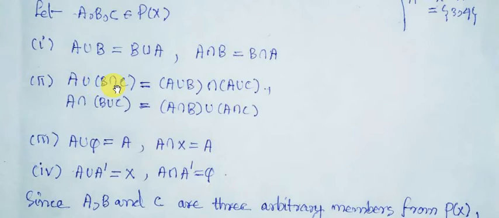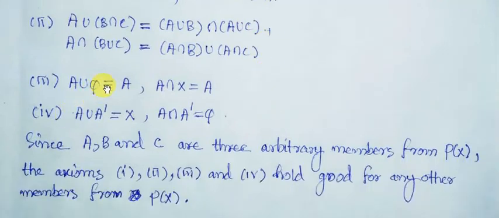That means A union (B intersection C) is equal to (A union B) intersection (A union C), and A intersection (B union C) equals (A intersection B) union (A intersection C). These are the distributive properties from set theory. We already know that. And in case of phi, the null set, if we union this null set with any other set, the same set will be returned by the property of this null set. So A union phi equals A for each and every member A of P of X.